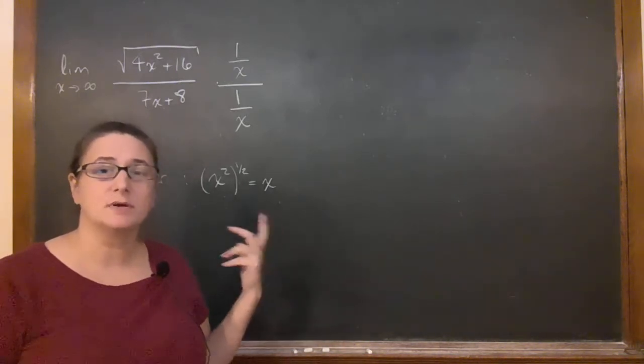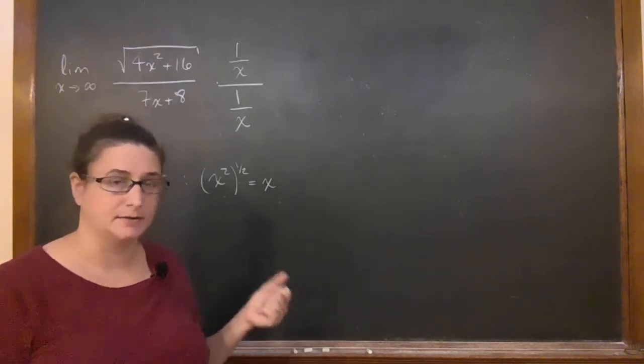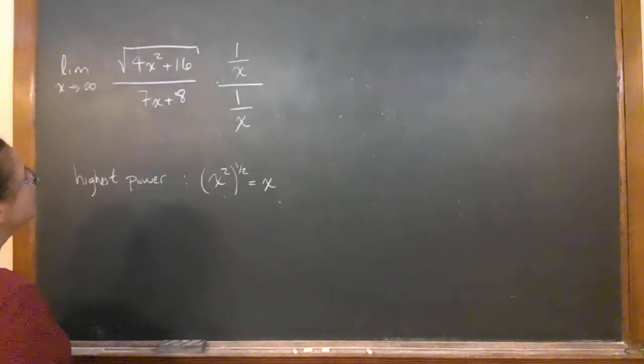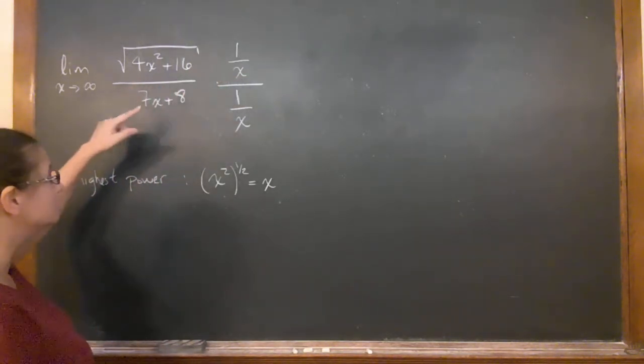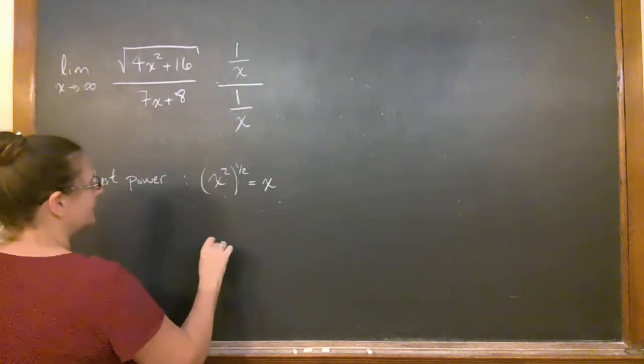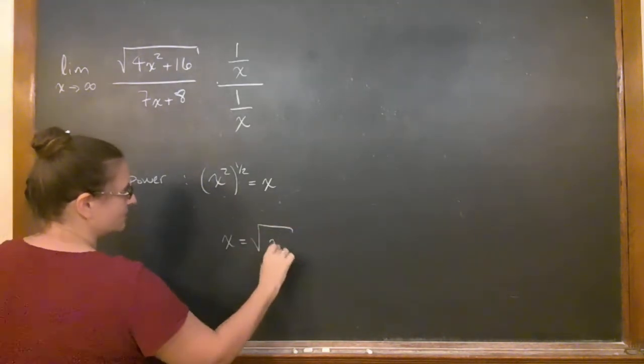Now, in this case, I'm going to write it out a little bit clearer just so that we all remember what we're doing, because it's got the square root. So I have to take the 1/x inside the square root. What I'm really doing then is I'm writing x as the square root of x squared.